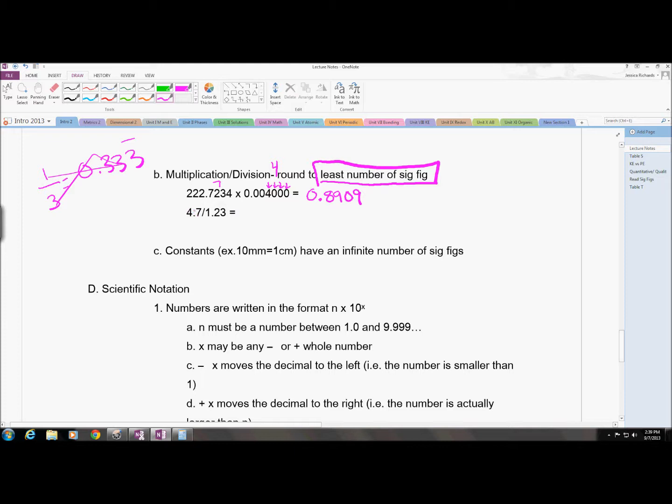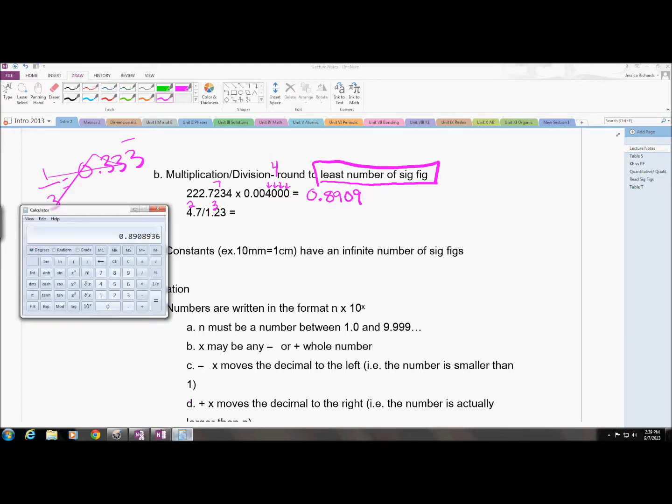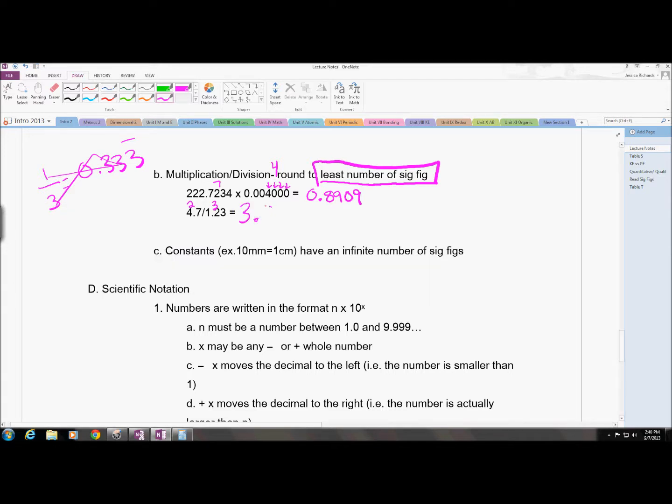Okay, 4.7, how many sig figs does it have? This is easy. They're both counting numbers, so it has 2. 1.23 has 3, so my answer has to have 2 significant figures. I get a large number of decimal places, but I can only keep 2 of them. So 3.8, the next number after the 8 is the 2, so I leave it. My answer, 3.8, has the correct number of sig figs.